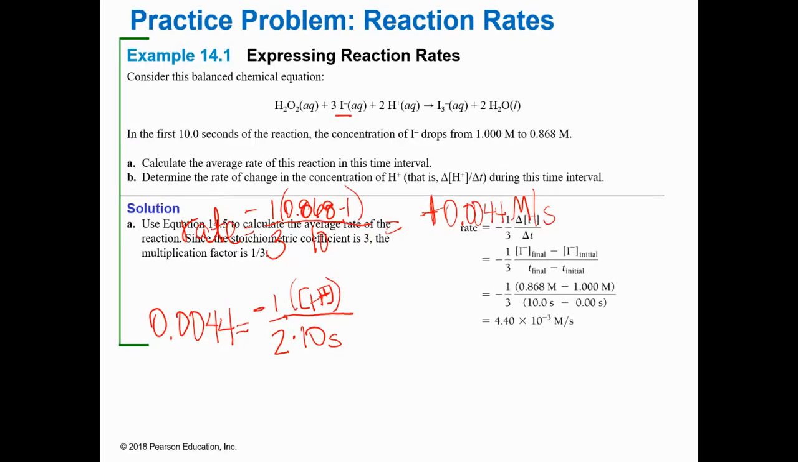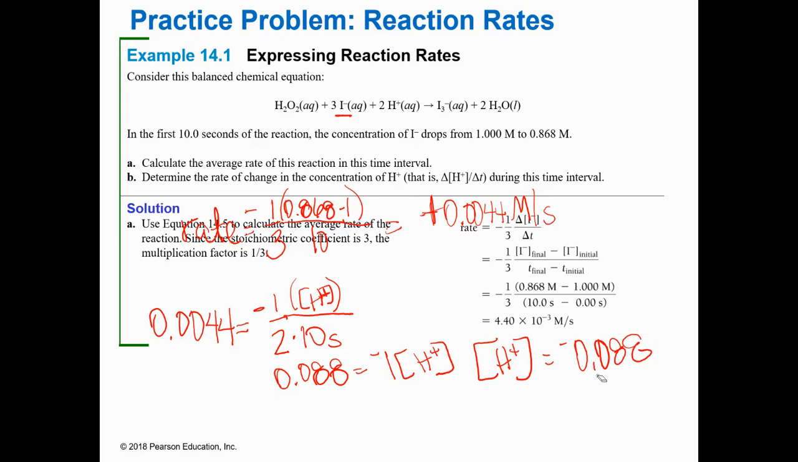Okay. Of course, my calculator is not doing what I want it to do. Okay, I get 0.088 is equal to -1 of the H plus. So H plus is going to decrease at -0.088 molarity is its rate of change.